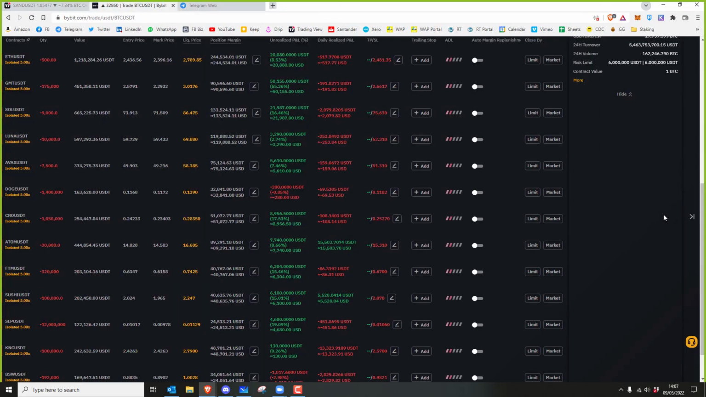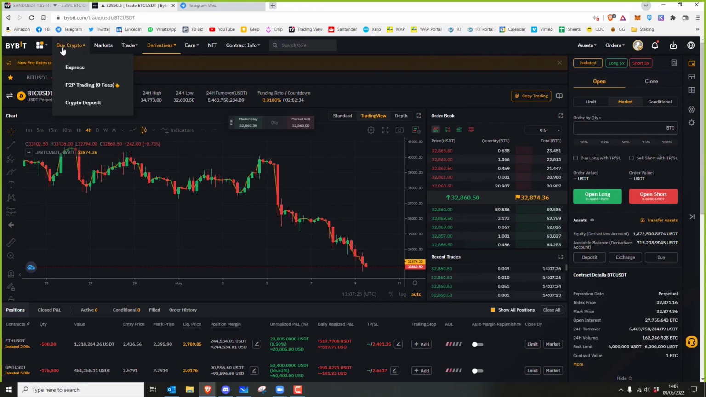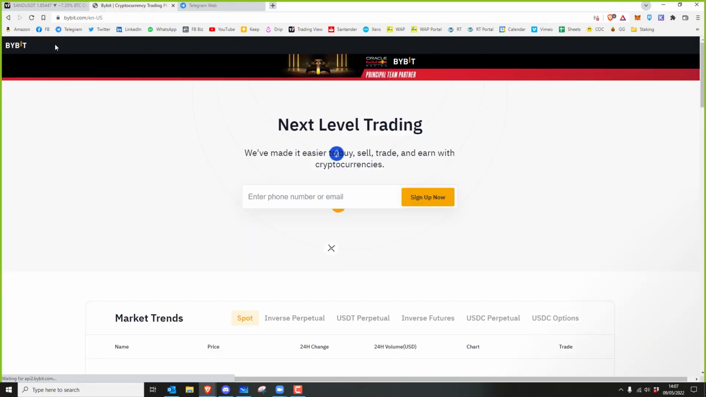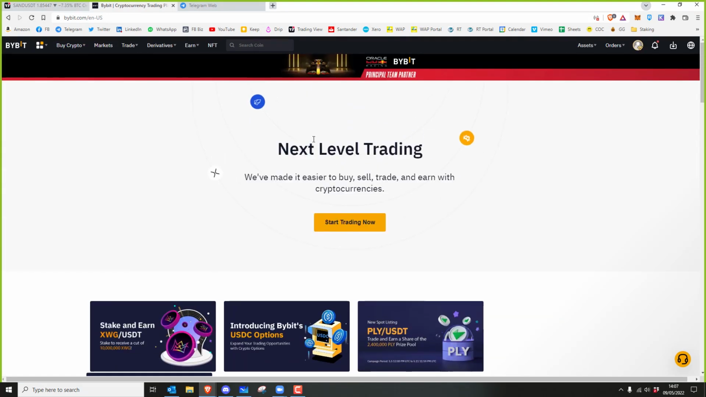Then when you get on there, let's go to the account. So obviously, this is almost exactly like Binance. I still have a sneaky suspicion that Binance owns this because this platform is literally identical in almost every way. So if you're familiar with Binance, you'll be familiar with this.